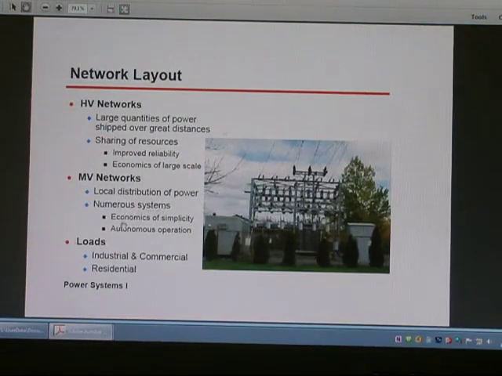Numerous systems require economics, simplicity, and autonomous operation. Medium voltage networks are the district networks that distribute the electrical power. So we have to be concerned about the economics and the simplicity, and also the autonomous operation. The network should be operated autonomously. The load can be industrial and commercial load, high power load, and residential load. Those are the kinds of loads.